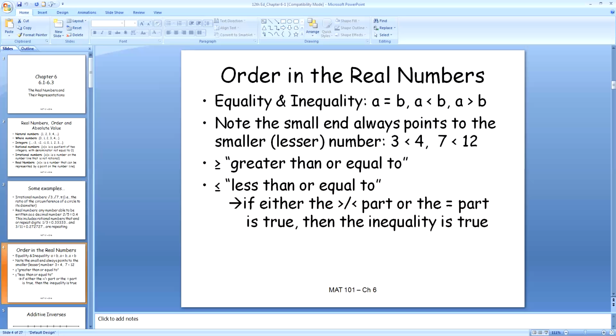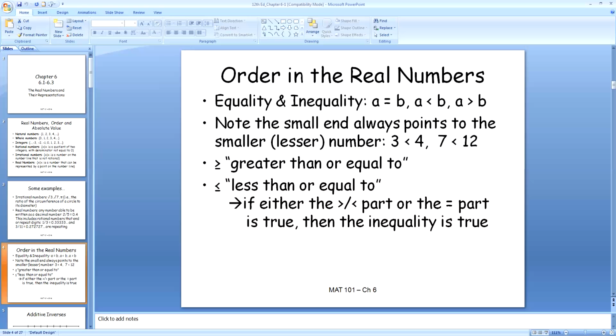In real numbers, you also have greater than or less than symbols, and we used these as an analogy last time when we were talking about subsets and proper subsets. The small end always points to the smaller number, so 3 is less than 4, 7 is less than 12. The symbol greater than or equal to has a bar under it. The bar indicates equal to, and less than or equal to is the arrow pointing to the left, and an equal sign underneath. If either part is true, then the inequality is true.